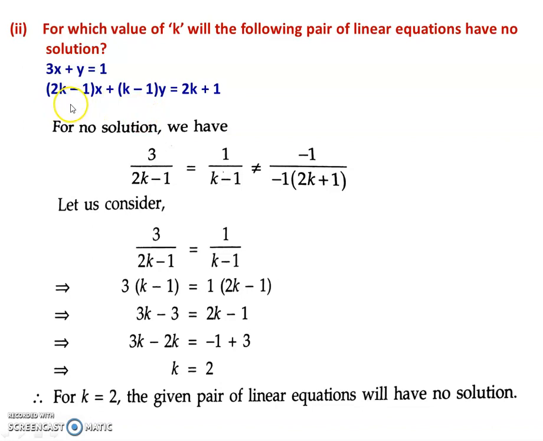So again you will first identify a1 by a2, the coefficients of x, divide and find out. Then b1 by b2, and not equal to c1 by c2. So this is not important for us. Equating the first two ratios, cross multiply and simplify, you will get k is equal to 2. So for k equal to 2, this pair will have no solution.